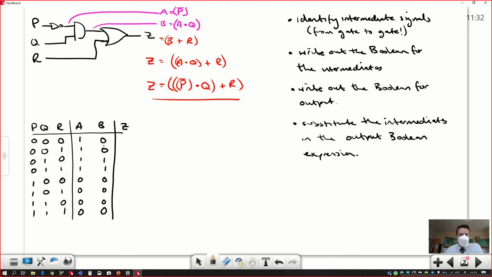Then the rest of them will be off, because A is off in the rest of them. And then Z is B or R. First one's off, then on and on, and then we'll go off, and then we'll go on, off, on. So that's it.